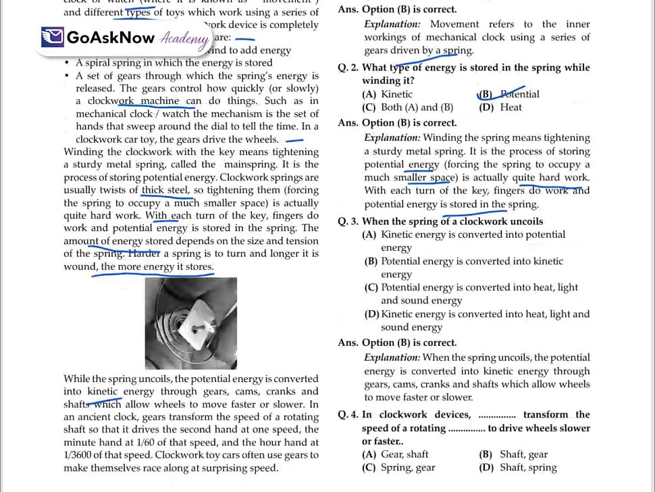Now another case is when the spring of the clockwork uncoils. When the spring of the clockwork is uncoiled, what will happen? In this case, it's not being tightened, it's getting uncoiled. When the spring uncoils, the potential energy is converted into kinetic energy, through gears, cams, cranks and the shaft, which allow wheels to move faster or slower. When it uncoils, option B will be correct.